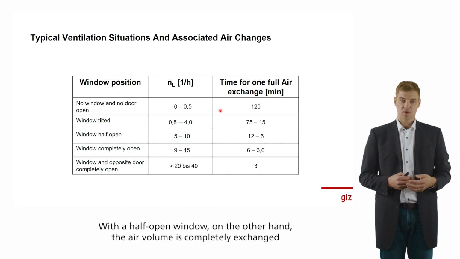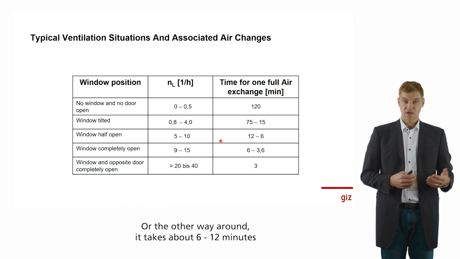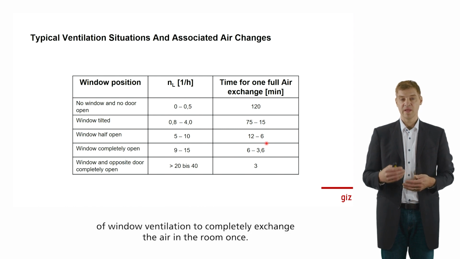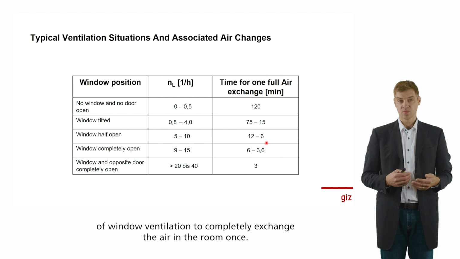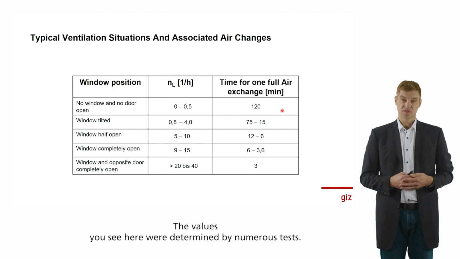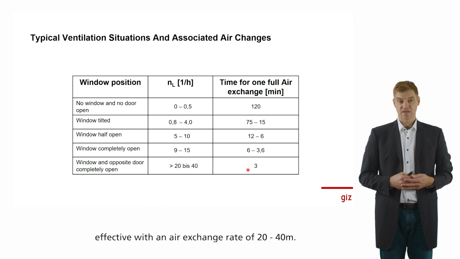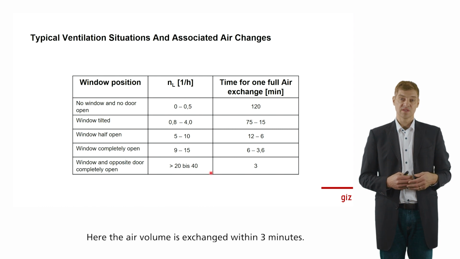With a half open window, on the other hand, the air volume is completely exchanged about 5 to 10 times in 1 hour. Or the other way around, it takes around 6 to 12 minutes of window ventilation to completely exchange the air in the room once. The values you see here were determined by numerous tests. As you can see, cross ventilation is most effective with an air exchange rate of 20 to 40. Here the air volume is exchanged within 3 minutes.